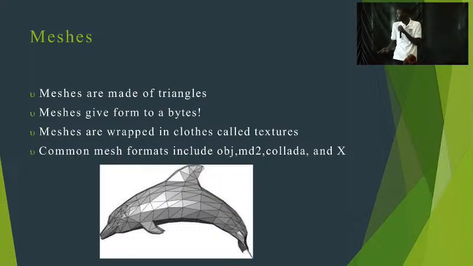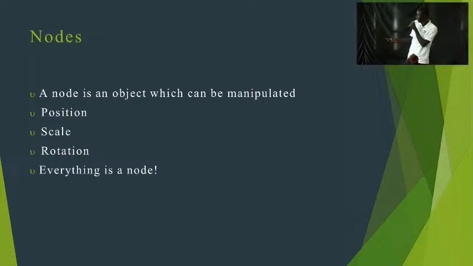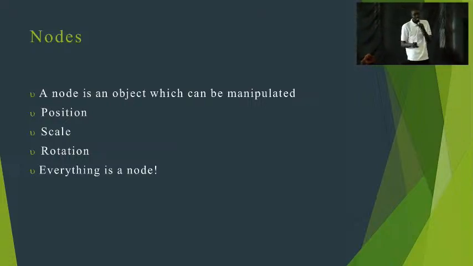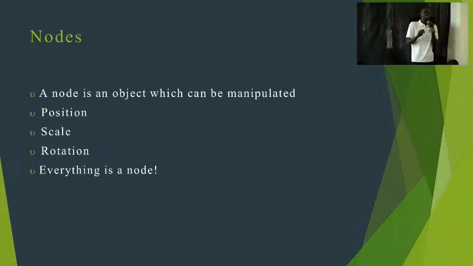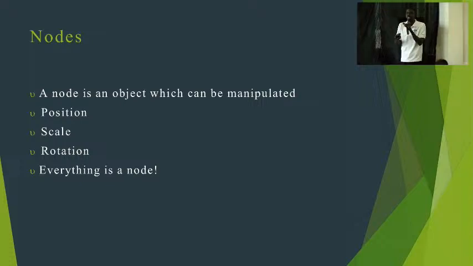All right. And now, the next is what we call nodes. Everybody say node. Now, a node is anything that we can move around. Okay? So, I want somebody to look in this room and give me an example of a node. Anything that you can move around.